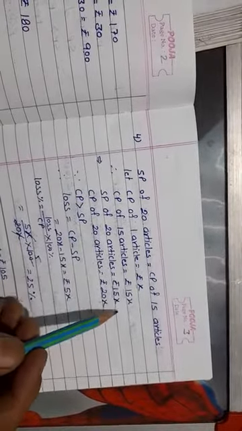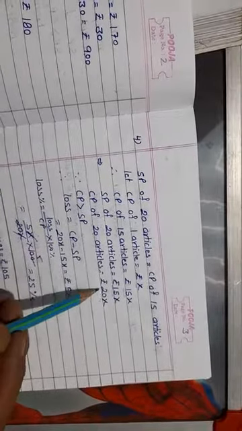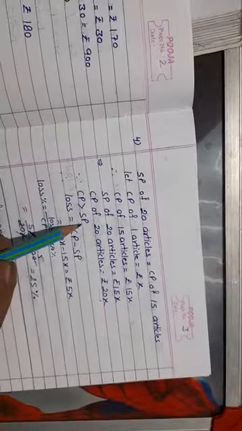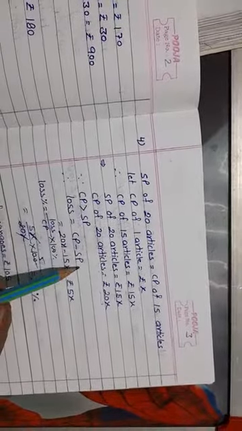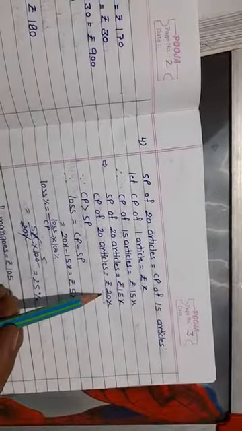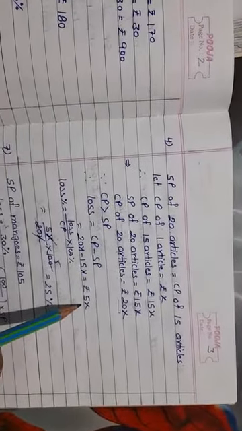Now we can observe that in between CP and SP, CP is greater than SP. What do we have then? Loss. And what is the formula for the loss? That is CP minus SP. CP is 20X and SP is 15X. So that will be equal to 5X.